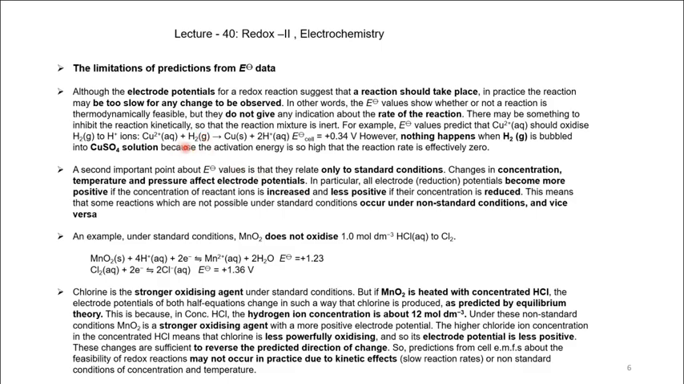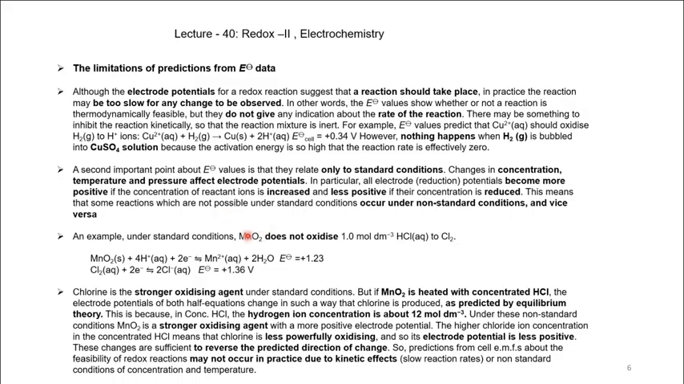Let's say an example. If we take copper sulfate solution and bubble hydrogen gas in it, we will see that this is the standard electrode potential. But we will see nothing if we bubble the hydrogen gas because the reaction rate is effectively zero. So this is a problem, I would say, a limitation of prediction of which reaction will be oxidized or reduced using the standard electrode potential. Do remember this.